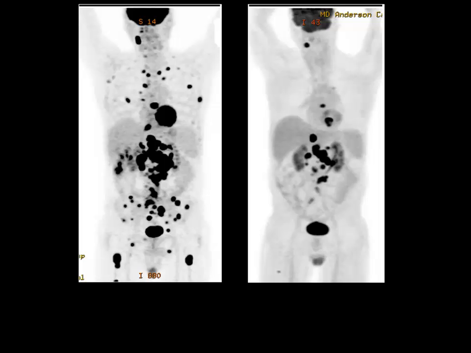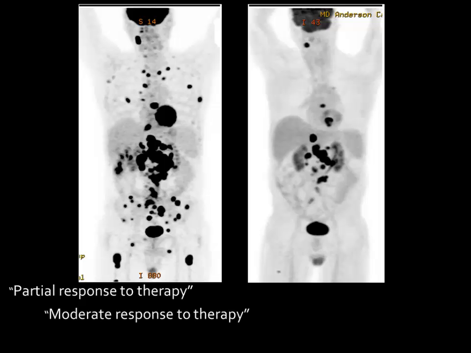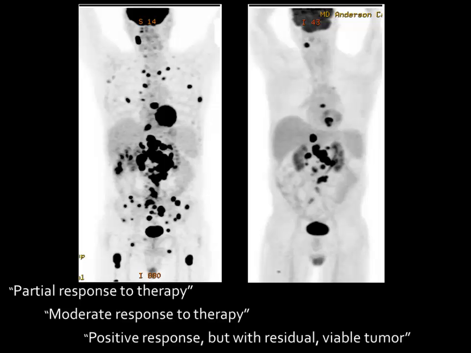So for example, in this case, we can see this is a positive response to therapy, but there still is substantial residual tumor even on the post-therapy scan. So do we call this a partial response to therapy, a moderate response to therapy? A phrase that I tend to use fairly frequently is positive response but with residual viable tumor, indicating that if treatment were to stop after this scan, in all likelihood that patient would recur and progress.